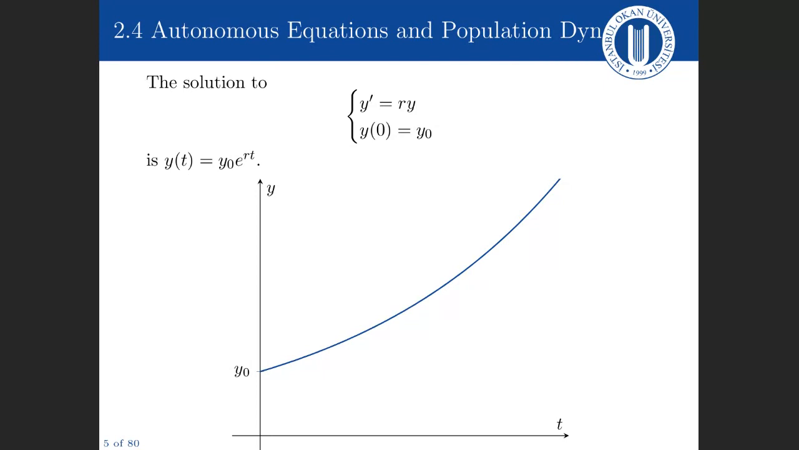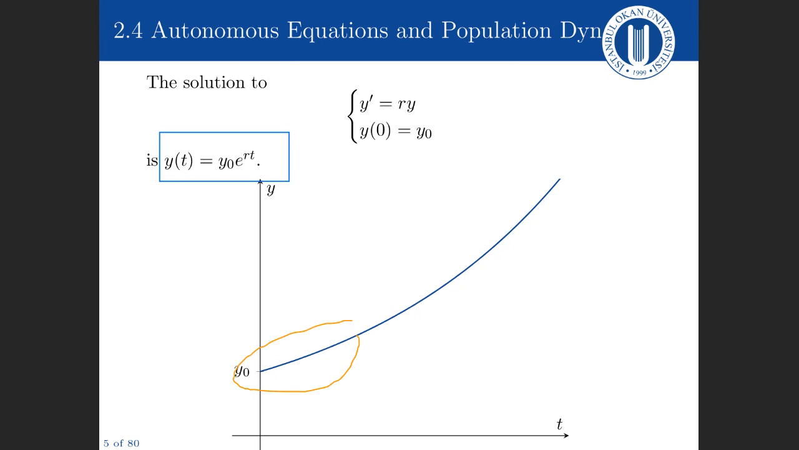This is a simple differential equation. From 2 weeks ago, we know how to solve this differential equation. We know that the solution to our initial value problem is the initial condition y0 e to the power rt. That means that the solution will increase exponentially, as in this graph. Now, for small values of y, this is a good model. This part of the model is good.